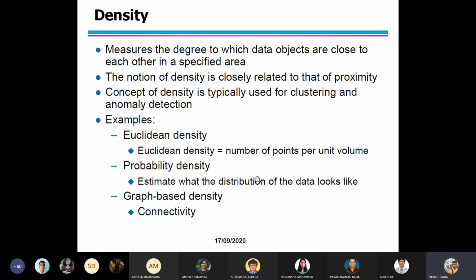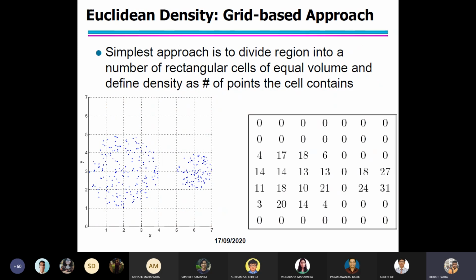Another is the graph-based approach. So this is the beginning of this class. This density concept is heavily used in clustering and outlier detection. We will be telling about that in detail later on also. So this is one approach.